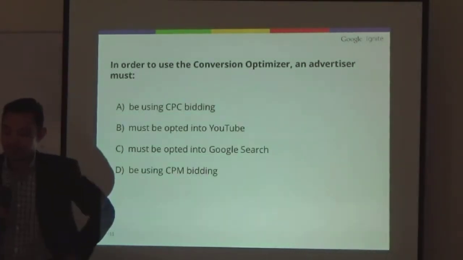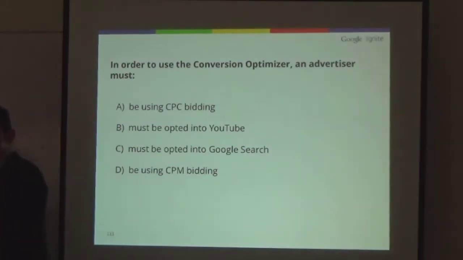Alright, next question. In order to use the conversion optimizer, an advertiser must what? A, be using CPC bidding. True or false? B, must be opted into YouTube. False. Okay. C, must be opted into Google search. False? False. Or D, be using CPM bidding.